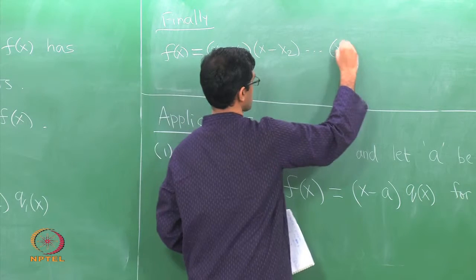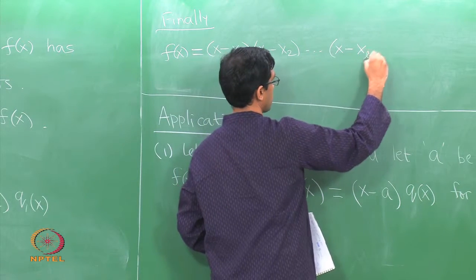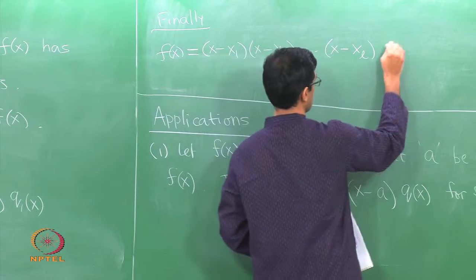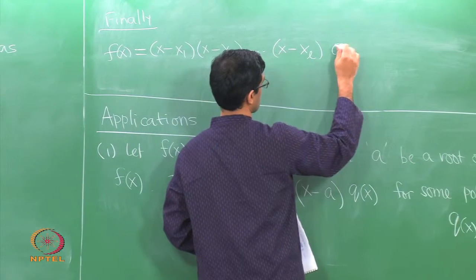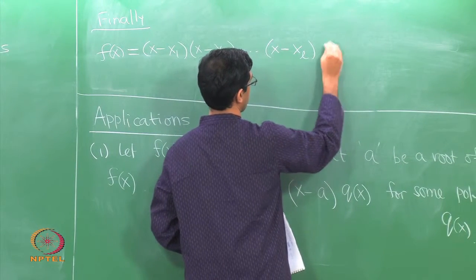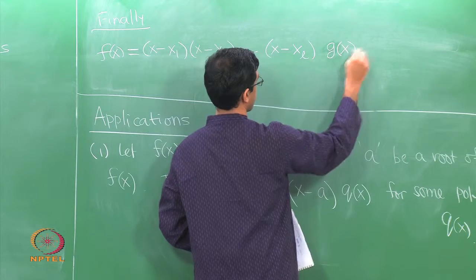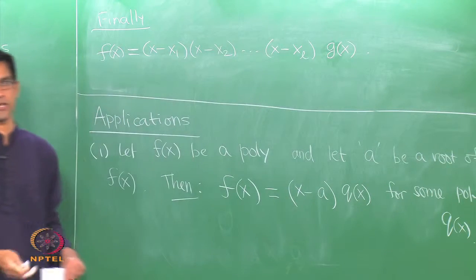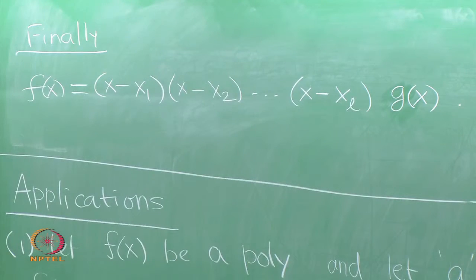Keep pulling out various factors like this all the way to x minus a_L times some quotient, let us call it, let me call it g of x. That is the final quotient, the quotient I get at the last step. So finally this is my conclusion.